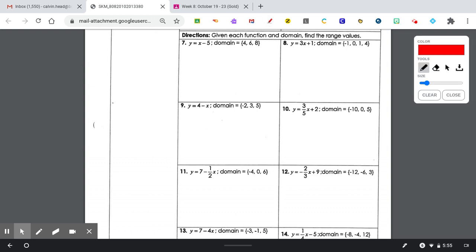We're doing the same thing, but we're doing it multiple times, and we want to put it in a table. And we also want to write the range. So it tells us the domain. Remember that domain is x. So it tells us the domain, which is really telling us what the x's are. So we're substituting those in there.